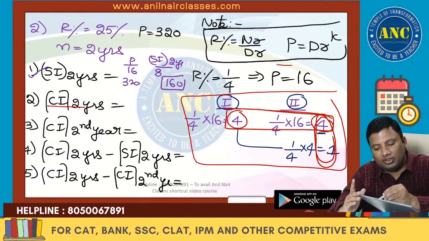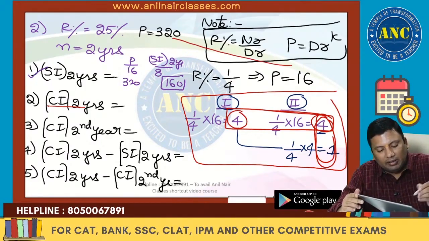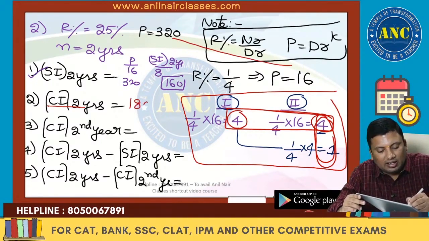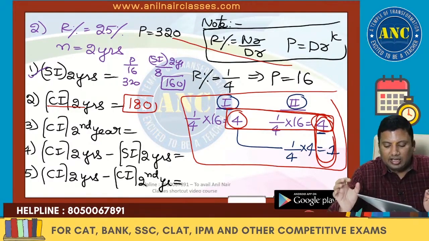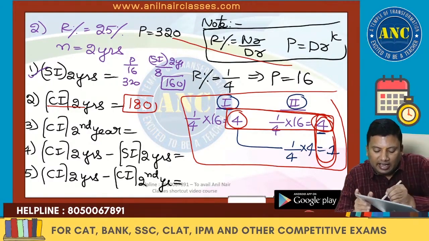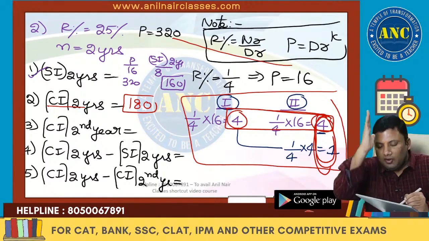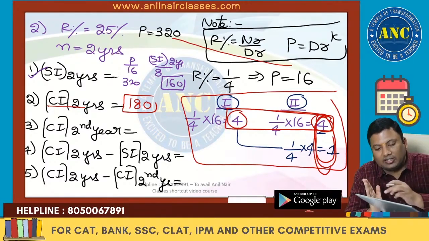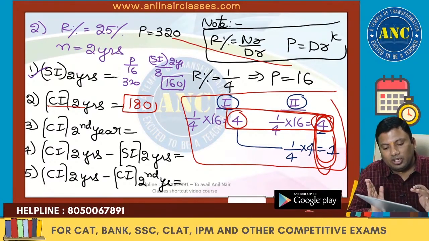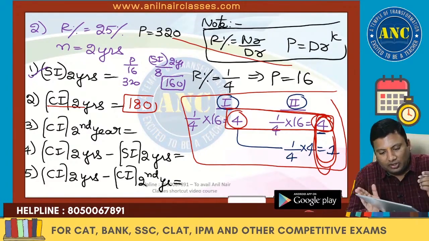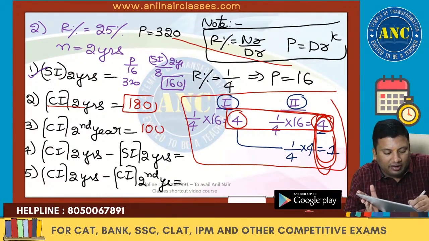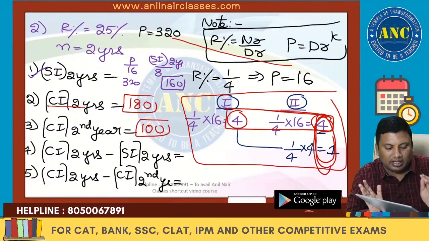16 is becoming 320. 9 twenties are 180. Now CI for the second year, which is only this vertical one: 4 plus 1 is 5. 16 is becoming 320, 5 twenties are 100. So CI for the second year is nothing but 100.